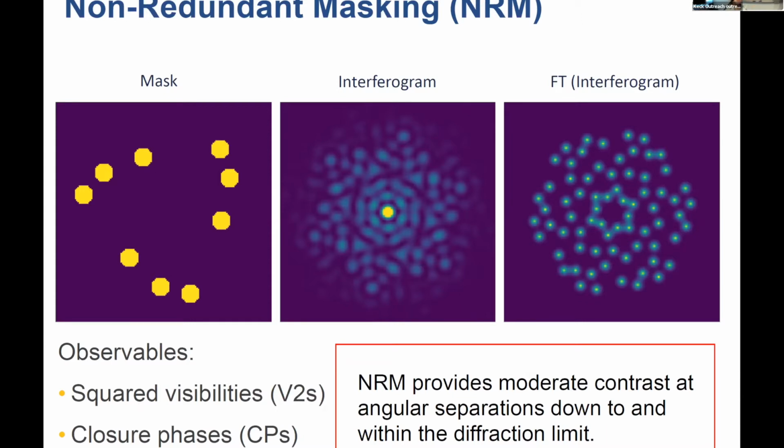What makes this technique so powerful, and why we would want to use this to image protoplanetary disks, is, one, closure phases are highly sensitive to asymmetries, and two, non-redundant masking provides moderate contrast at angular separations down to and within the diffraction limit.